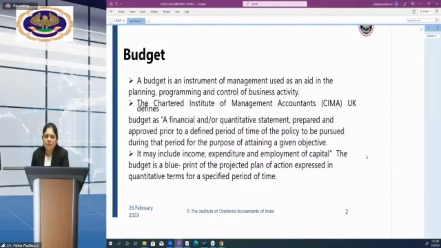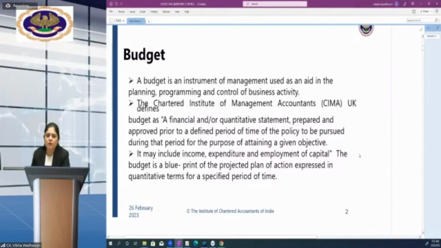So budget is a financial or quantitative statement. So it's all in figures, all in numericals, prepared and approved prior to a predefined period of time of the policy to be pursued during that period for the purpose of attaining a given objective. So budget happens before the actual period of time, before the real time. So budget is a planning phase. Suppose we have to plan for the next year. So budget will happen today for the next year. So for a given point of time, we plan in advance. That is budget.